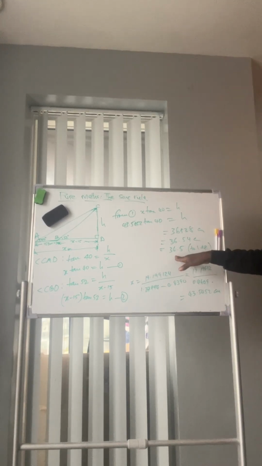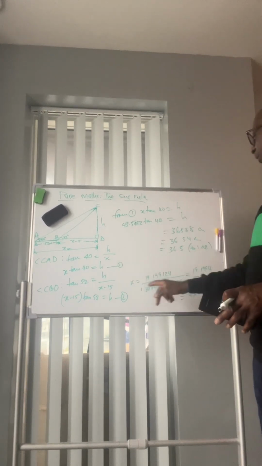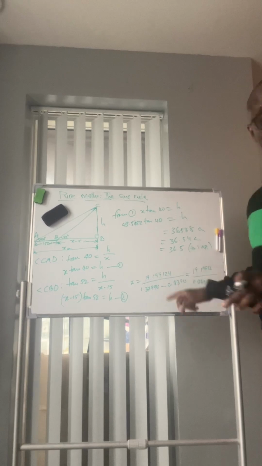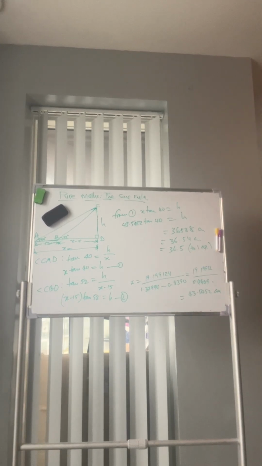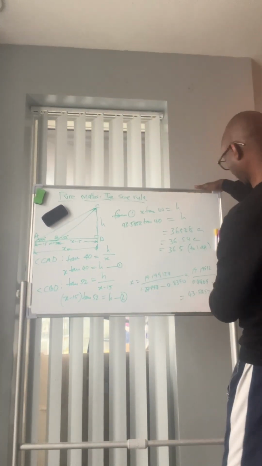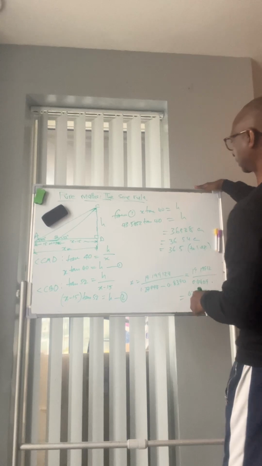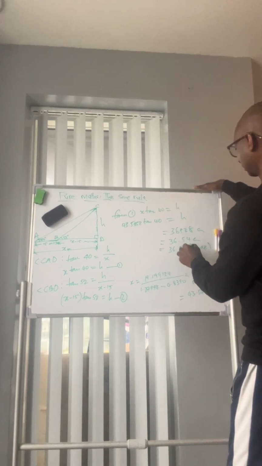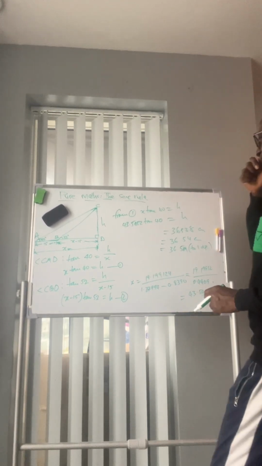So this is your final answer. This is the height of the building, 36.54. Was it meters or centimeters? It's meters, sorry. It can't be centimeters. Meters. 36.54 meters.